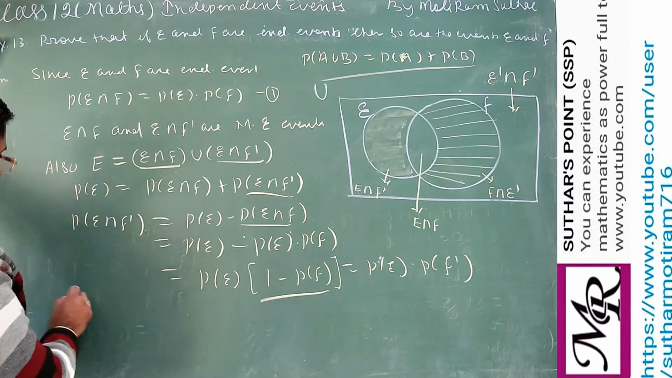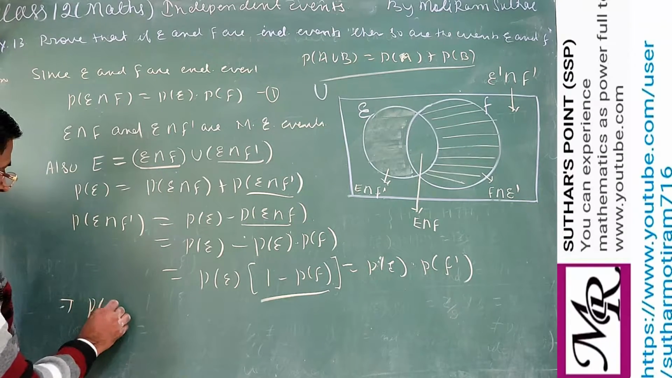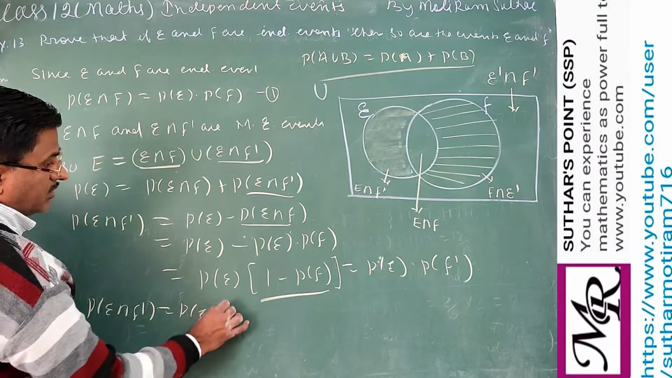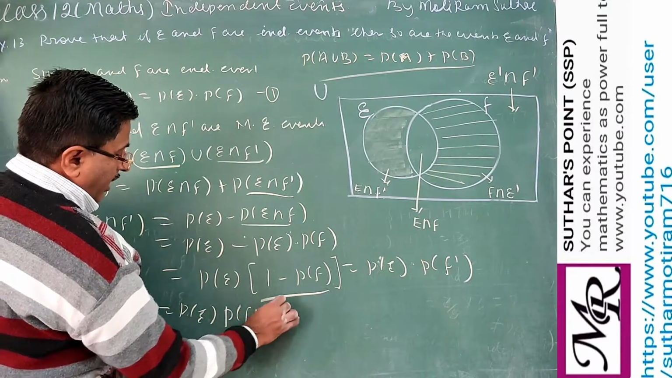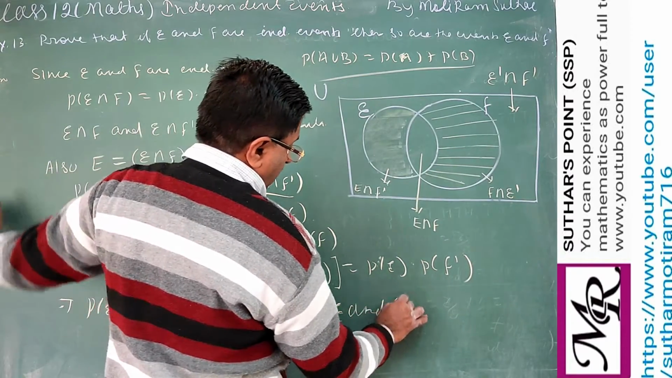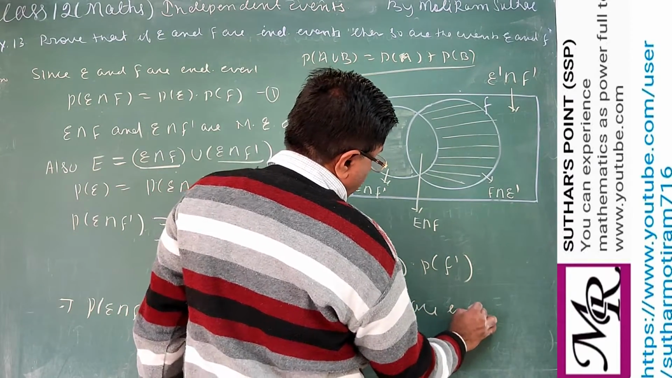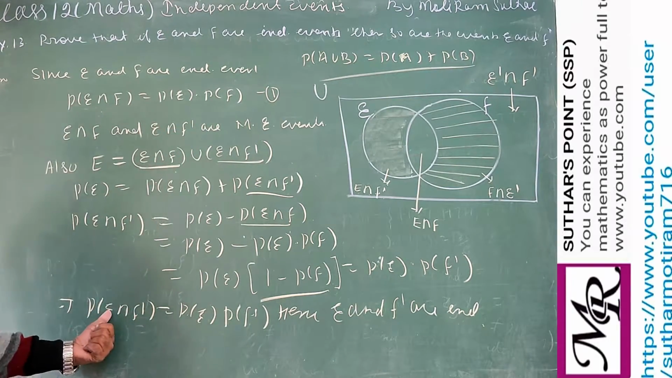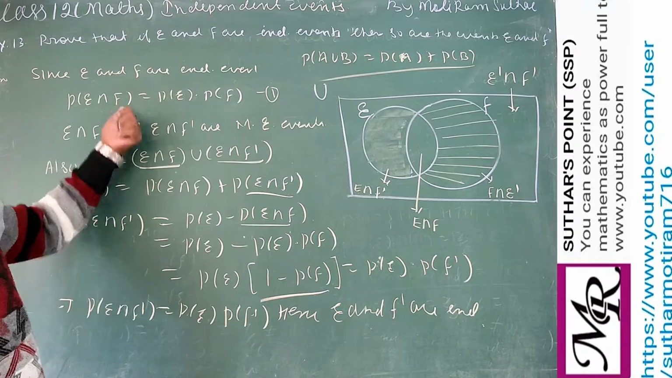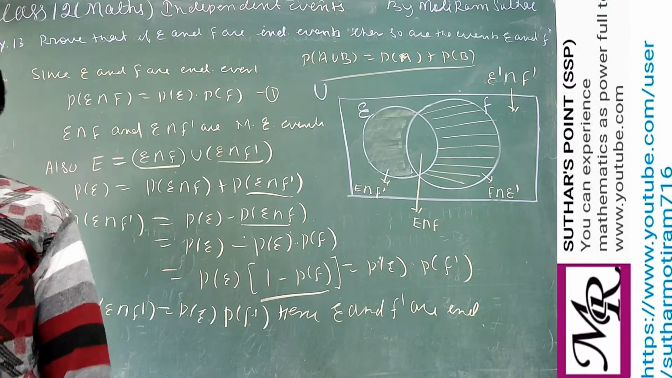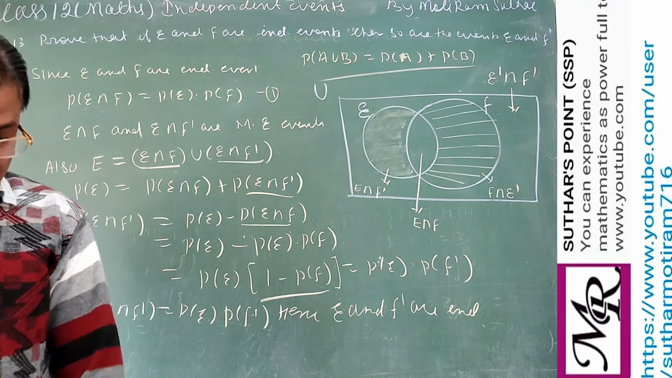So finally what do we get? P of E intersection F naught equals PE into PF naught. Hence, by the formula, E and F naught are independent. The same holds here for E naught intersection F naught, with F replaced by F naught. So we can say the given events are independent events.